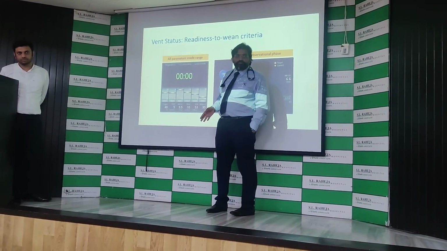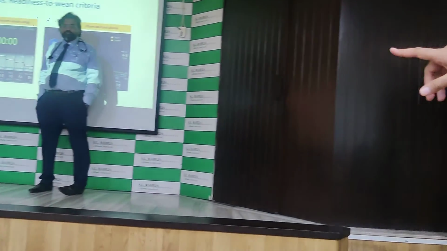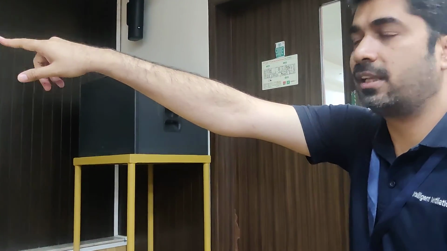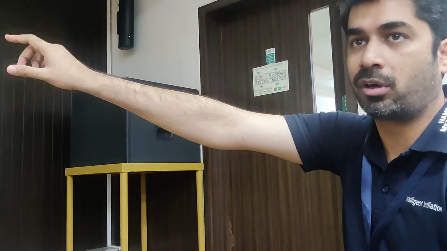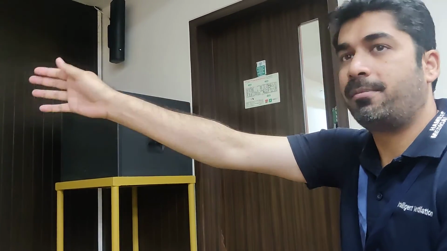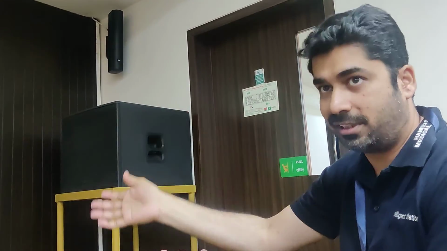So there are two things. For example, now we are using only ASV along with the vent status. Once all the parameters are in the defined range, inside the white boxes, it will start the timer. If for 30 minutes you see that these parameters are still inside, that means your SBT is probably successful, and then you can consider extubation.